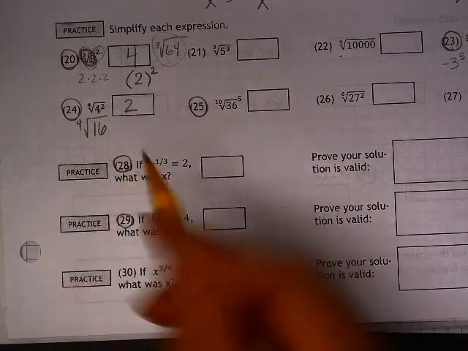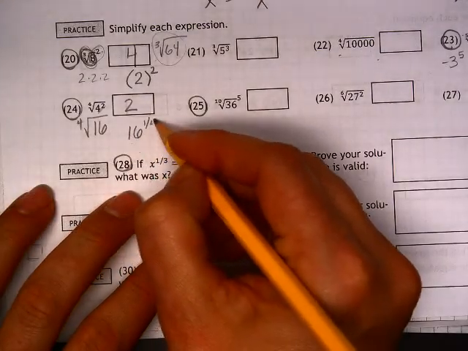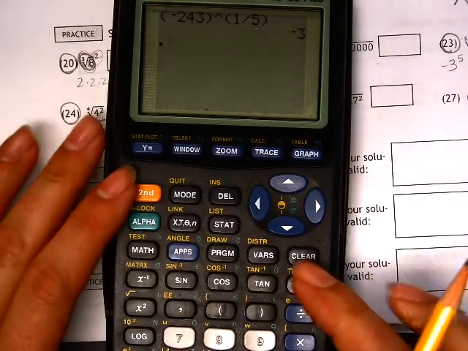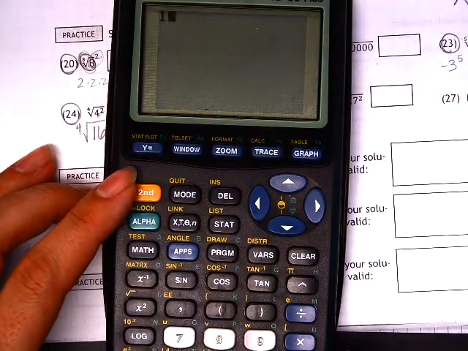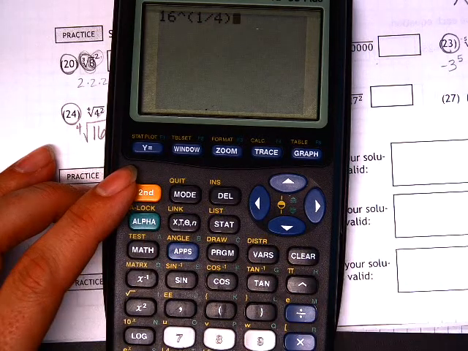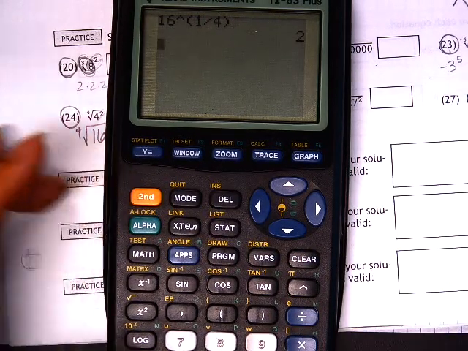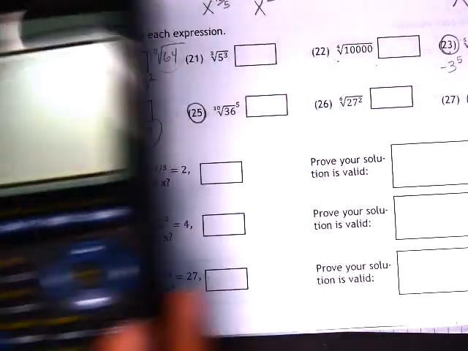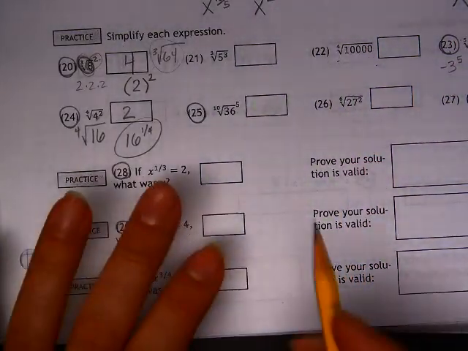And if you would plug that into your calculator, you would have 16 to the 1/4. That's the power of the fractions. You can use your calculator for that. So it would be 16 to the 1/4 power. Notice that I am putting it in parentheses to indicate that the whole thing is to that power.